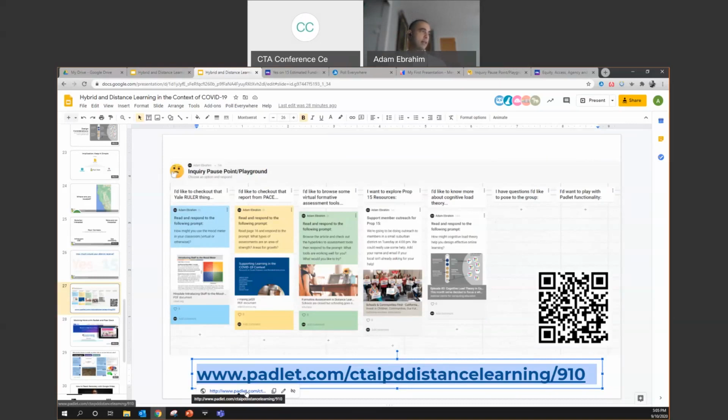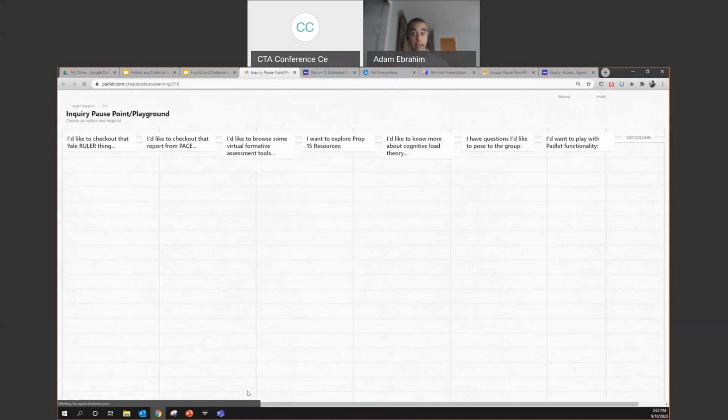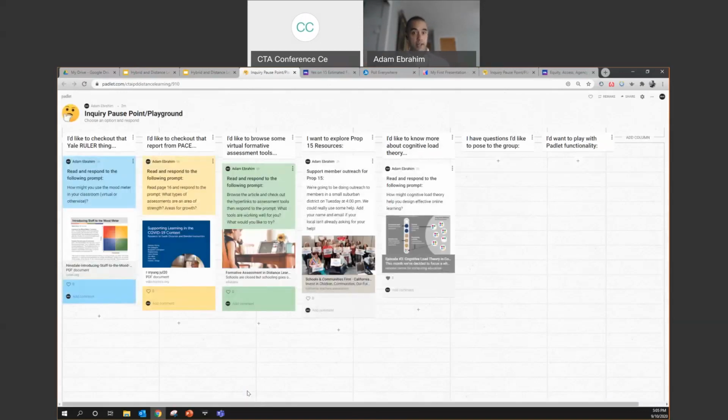Okay, so Padlet. I know many of you have probably taken a look at a Padlet. It's time to take another look at a Padlet. If it's been more than 6 months, it's time to look at Padlet again. The Padlet I designed here was sort of like a choice board.